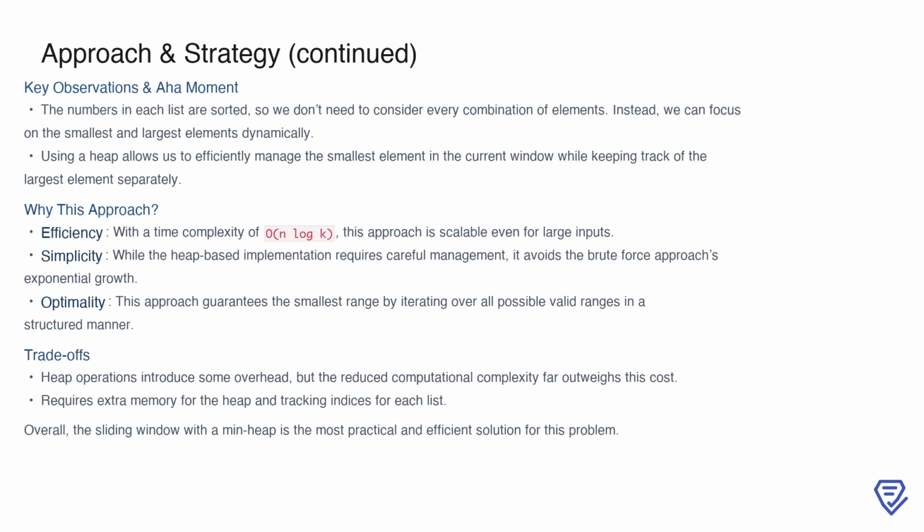The success of this approach is rooted in a few key observations. Since each list is already sorted, we don't need to consider every combination of elements. Instead, focusing on the smallest and largest elements in the current window allows us to dynamically manage the range. The use of a heap is crucial here. It lets us efficiently track the smallest element in the window while separately keeping track of the largest. This ensures that the range is updated optimally at every step.